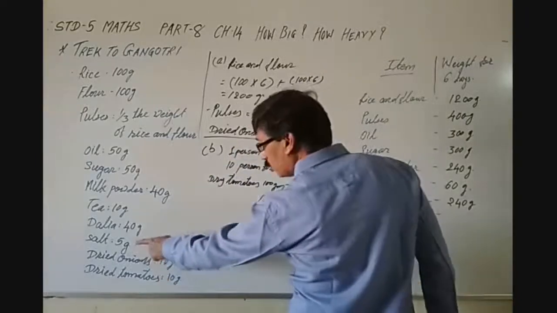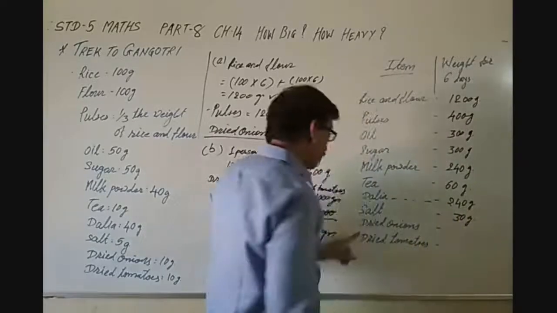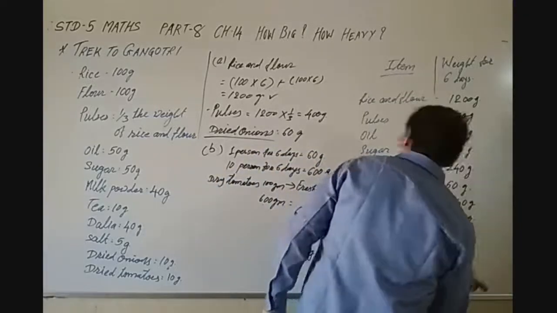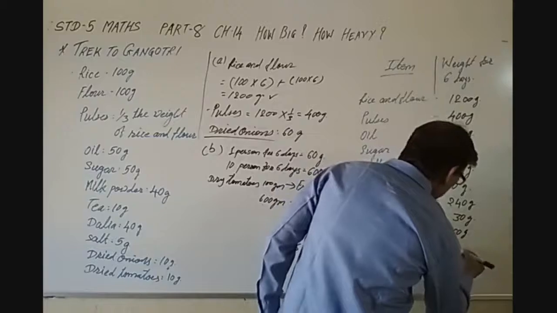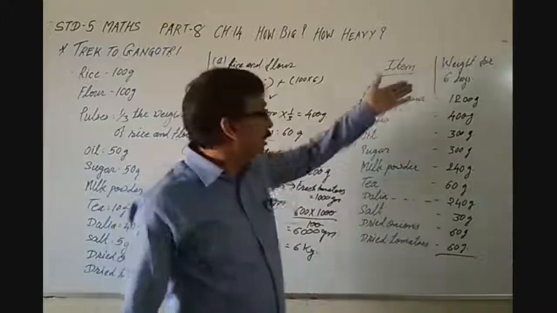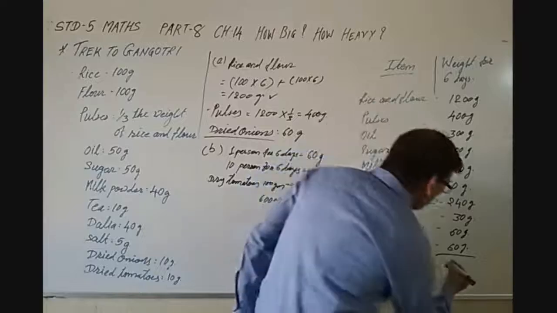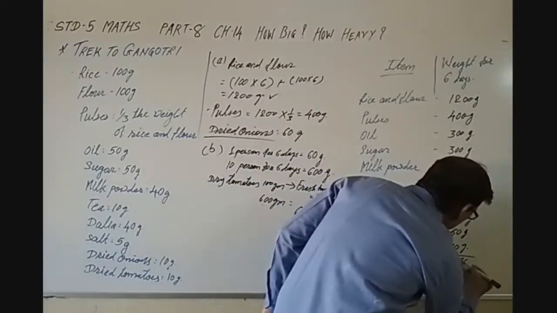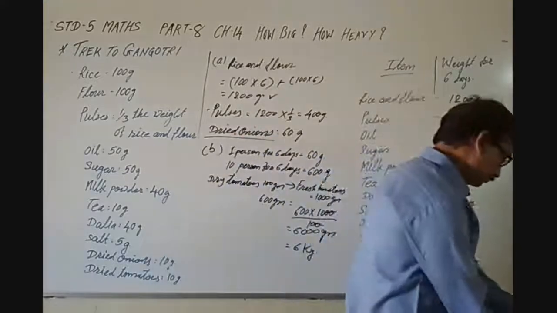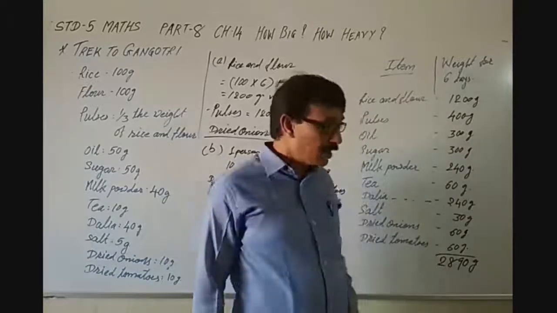So for 1 day salt requires 5 grams. So for 6 days it is 30 gram. Dried onions 10 grams. So it is 60 gram. And dried tomatoes also 60 gram. Okay, now we have to find out the total. Go for this total and you will find 2,890 gram. The total will be 2,890 gram.